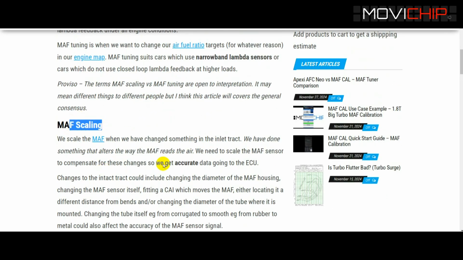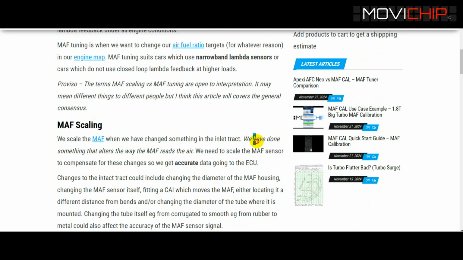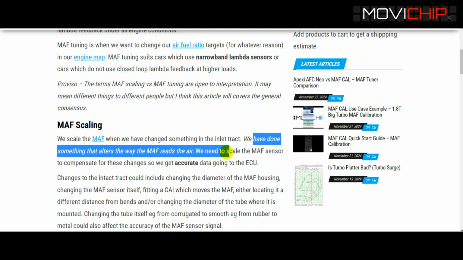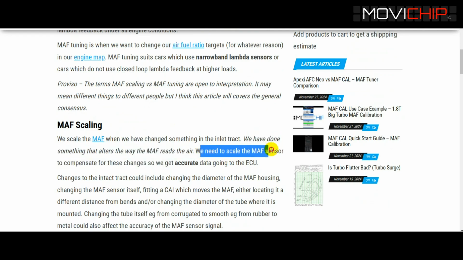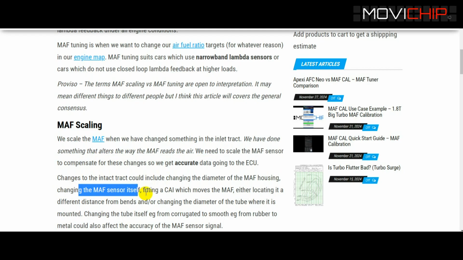MAF scaling. We scale a MAF when we have changed something in the inlet tract. We have done something that alters the way the MAF reads the air that's entering the engine. We need to scale the MAF sensor to compensate for these changes so we get accurate airflow data going to the ECU. It could be a different diameter MAF housing. We could have changed the MAF sensor itself. We could have fitted a cold air intake.